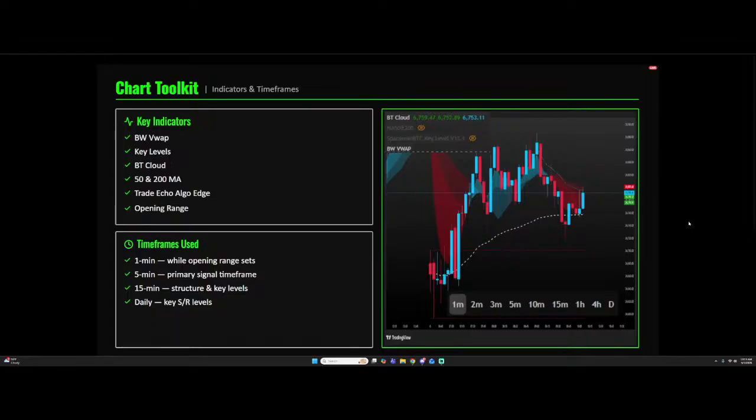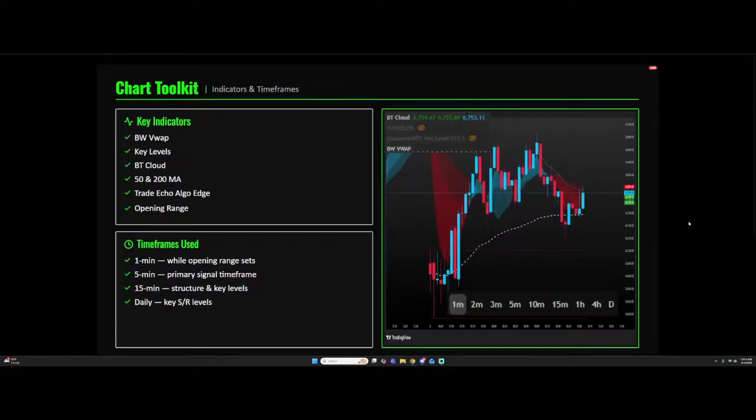We have C Blast's BT Cloud to see where we're going as a trend. If the trend flips, obviously you're going to want to follow what the trend is. For dailies, 4-hours and weeklies, I use the 50 and 200 MA to see exactly where we are going and where we're at when trading macro.